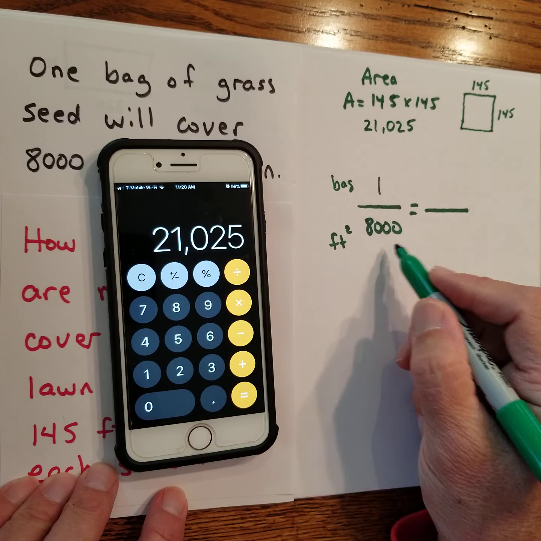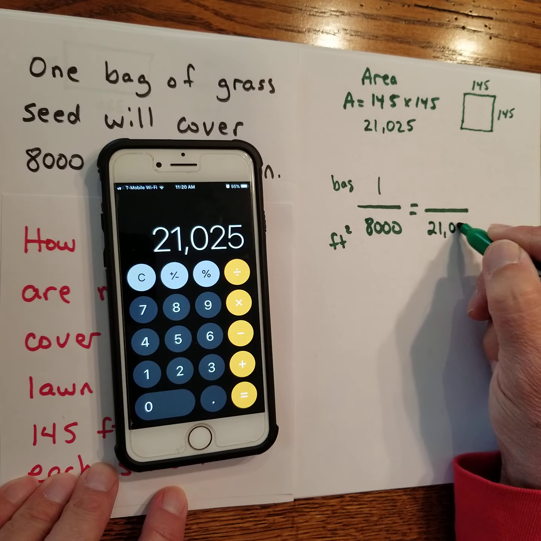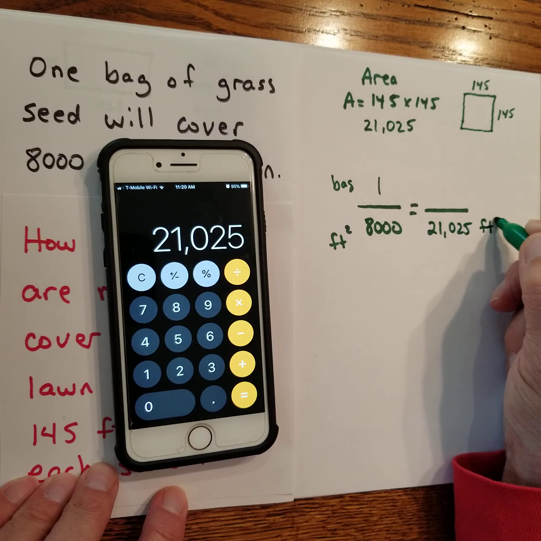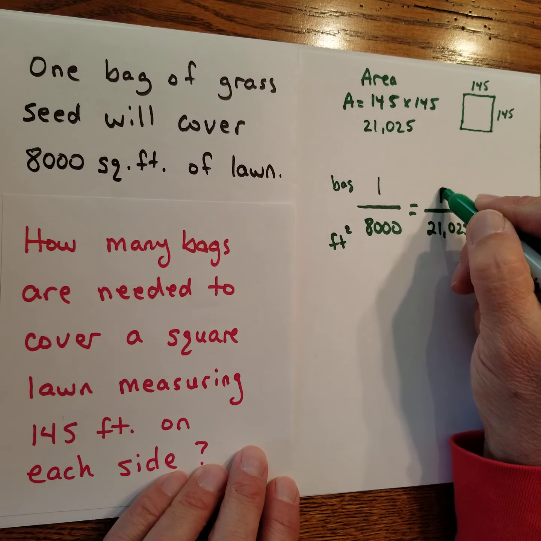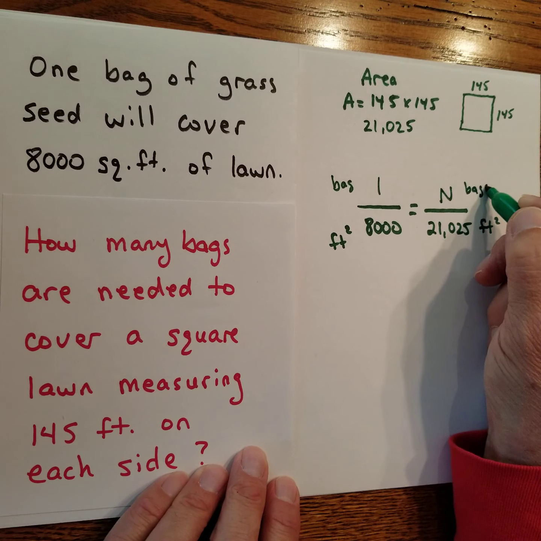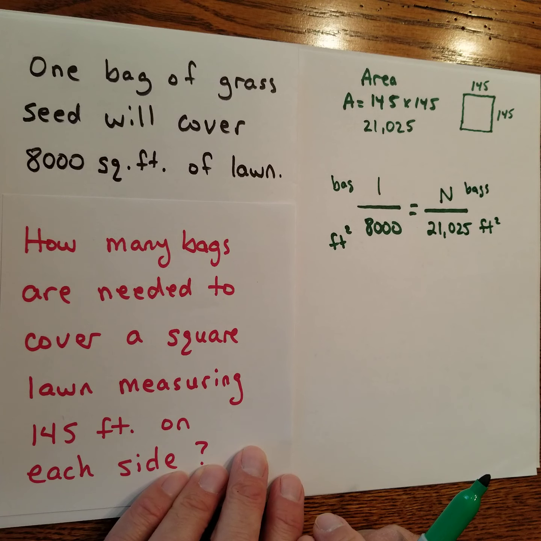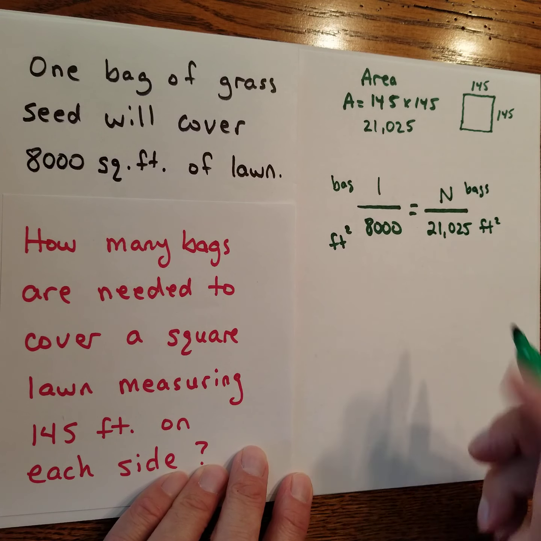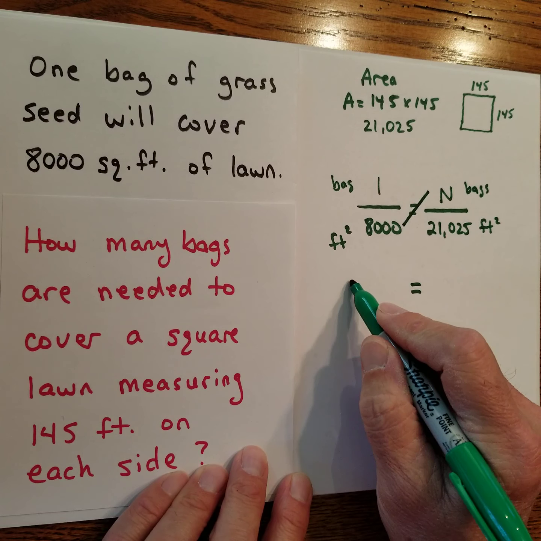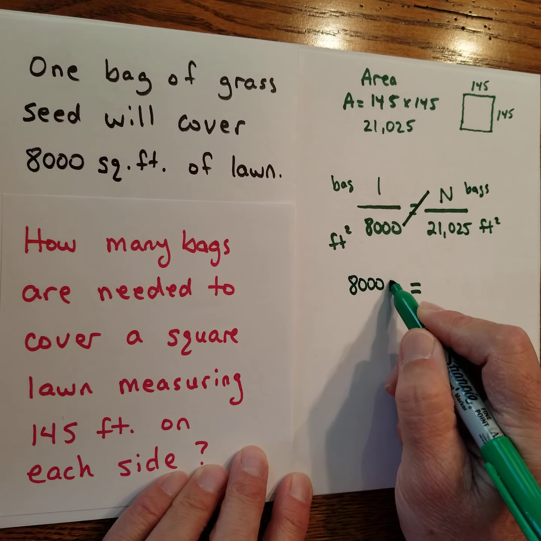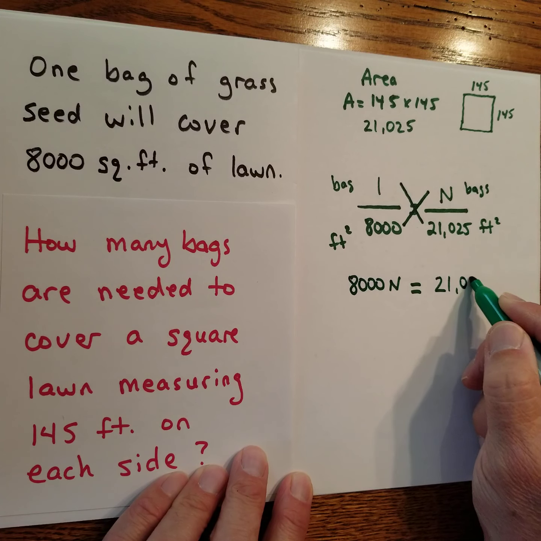So if 1 bag covers 8,000 square feet, but my lawn is 21,025 square feet. Final question, how many bags do I need? 1 bag covers 8,000 square feet. How many bags to cover 21,025 square feet? All right, calculator time. Multiply 8,000 times n. Multiply 1 times 21,025.